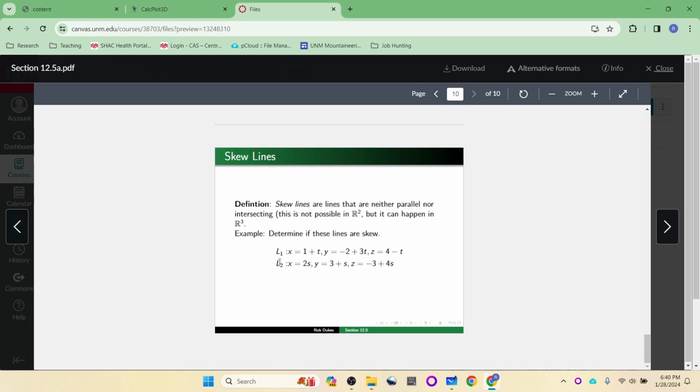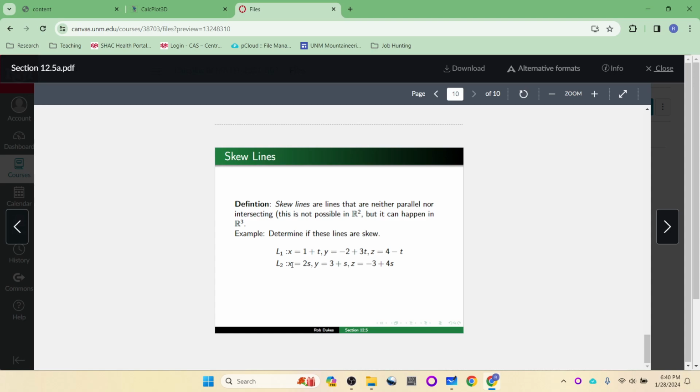So, here's the equation of 2 lines. L1: x is 1 plus t, y is negative 2 plus 3t, z is 4 minus t. And L2: x is 2s, y is 3 plus s, z is negative 3 plus 4s. I do insist you use different letters for the parameters. I use t in one and s in the other. And that basically means that they didn't start at the same time. So when t is 0, s might be 5 or something. And that just makes sense because there are a lot of different ways you can parameterize it. There's no way of knowing if they're starting at the same time, so you might as well use different parameters.